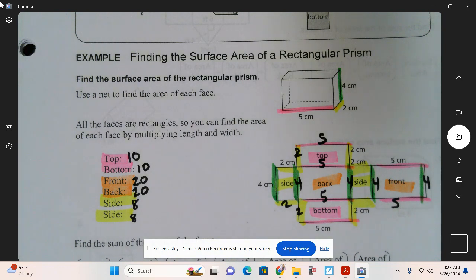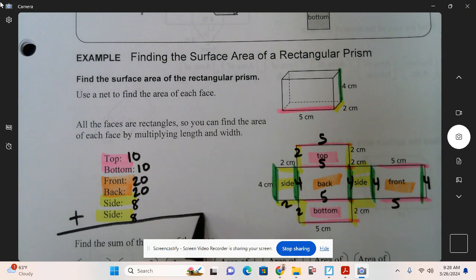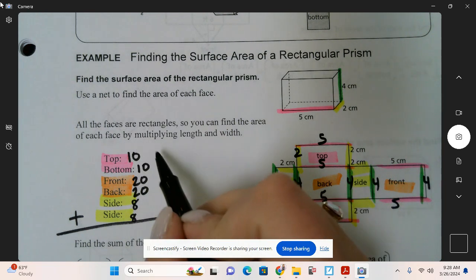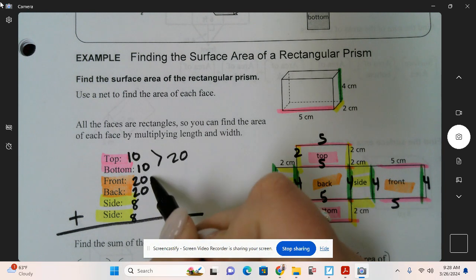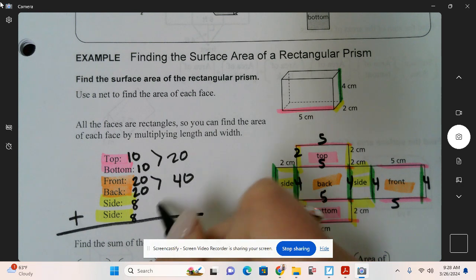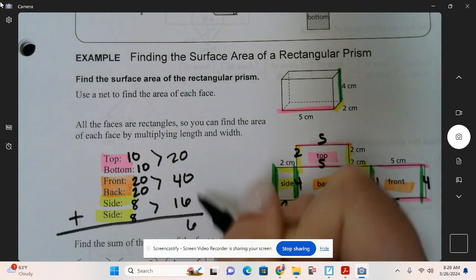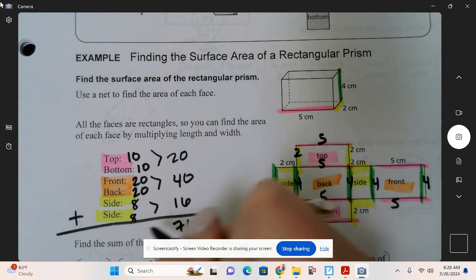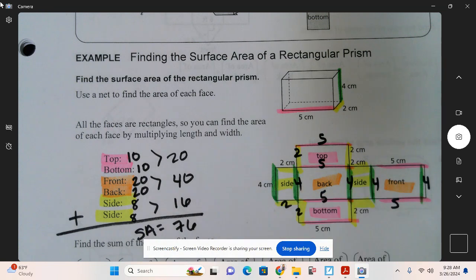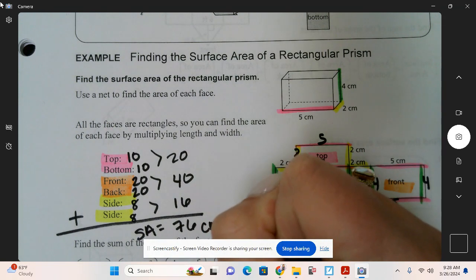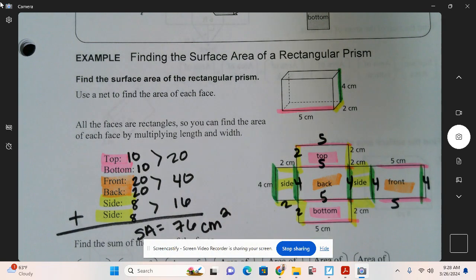And now we want to know the total area of all that. So guess what we're going to do? We're going to add up all those sides. So 10 and 10 make 20. 20 and 20 make 40. 8 and 8 make 16. So your surface area is equal to 76 centimeters squared, because we are still talking about area.